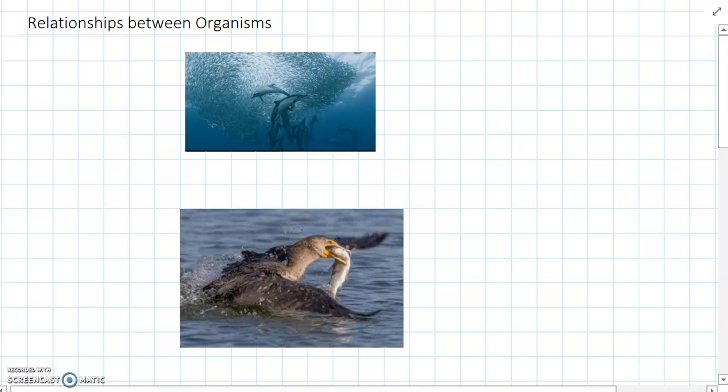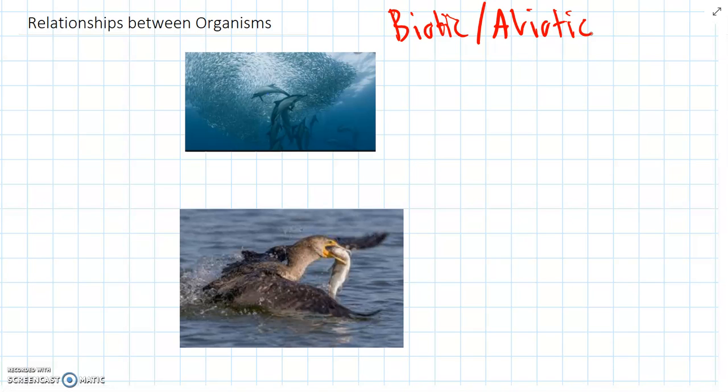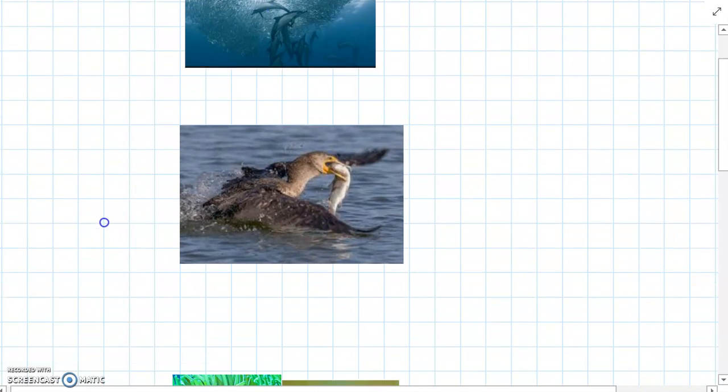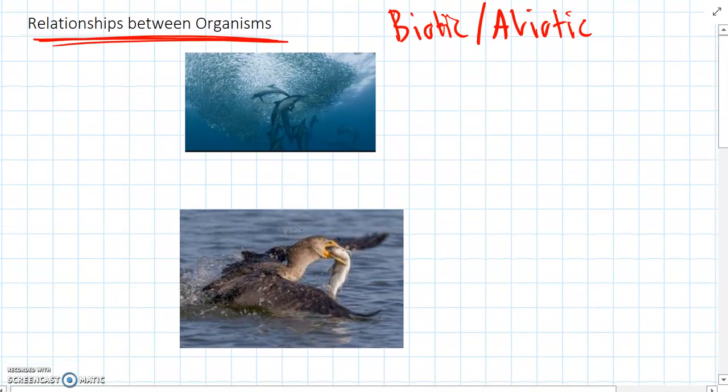We've learnt about environments and how the environment is made up of the biotic factors and the abiotic factors, the living and the non-living. And when we talk about the biotic factors, there's a whole lot of categories we can use to explain how living things interact with each other. So we're going to learn about all these different types of interactions or relationships and how they affect each species.